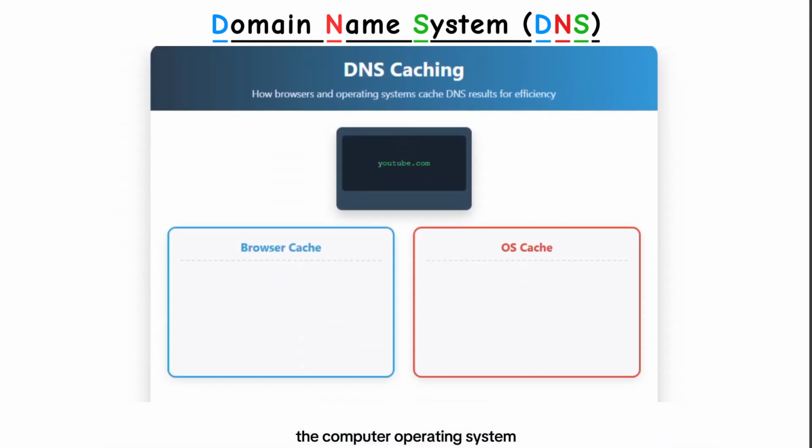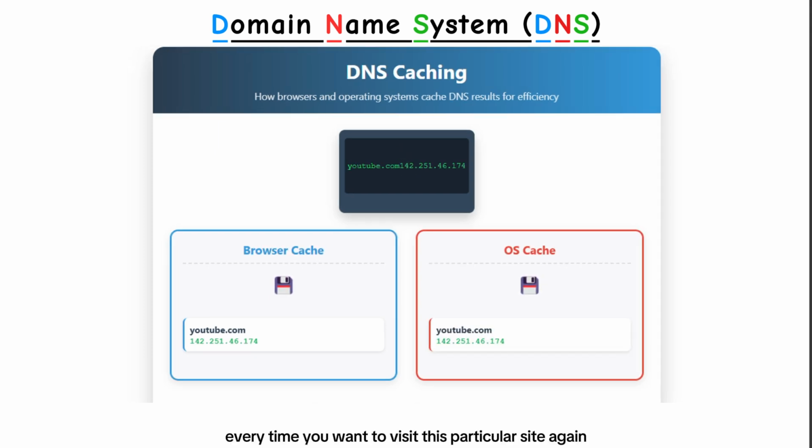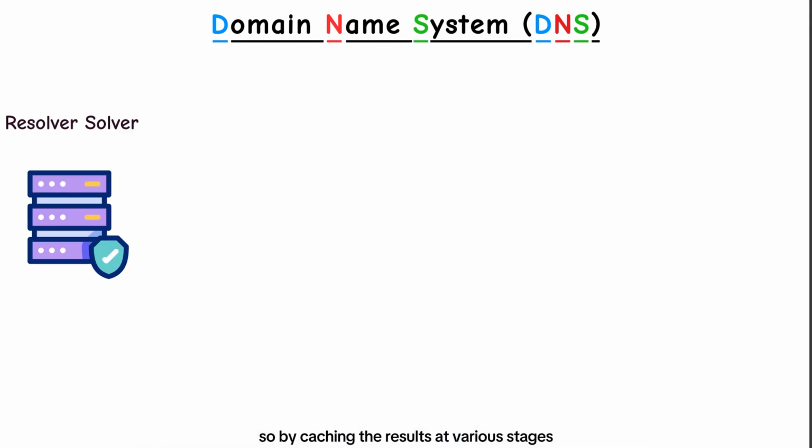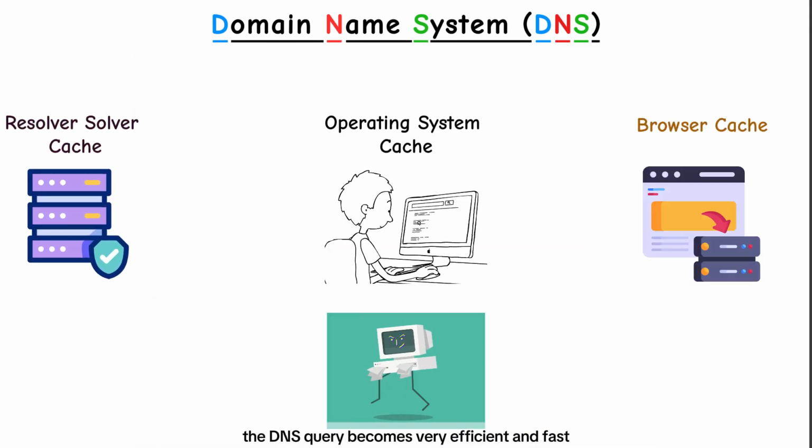The computer operating system and the browser will both update their cache with the results to avoid going through the whole process every time you want to visit this particular site again. So by caching the results at various stages, the DNS query becomes very efficient and fast.